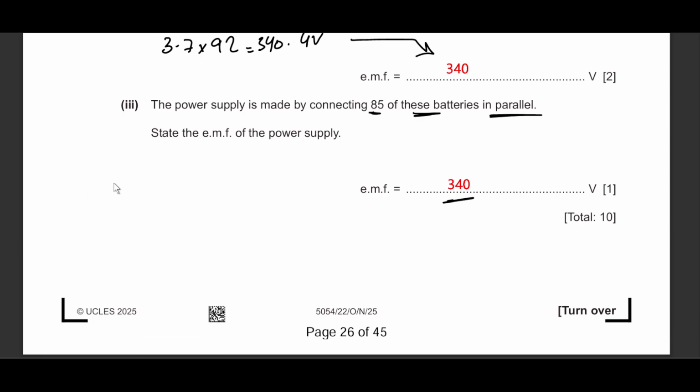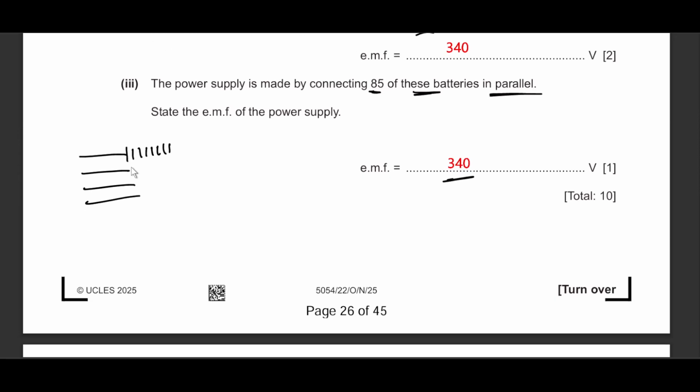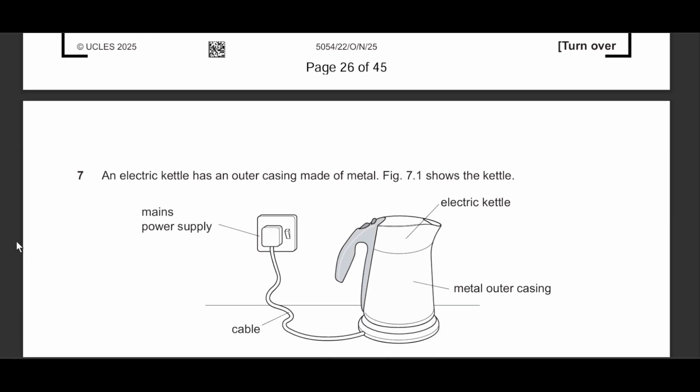So what the battery might look like is 85 strands with approximately 92 cells in series, like this. These are 92 cells and these are 85 strands. That's what the battery pack is going to look like.